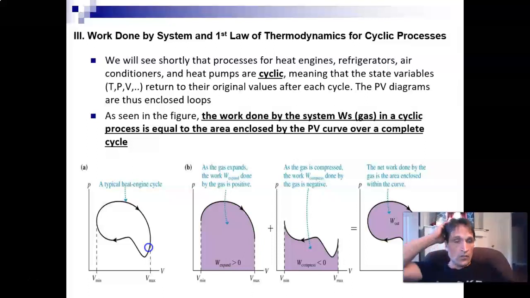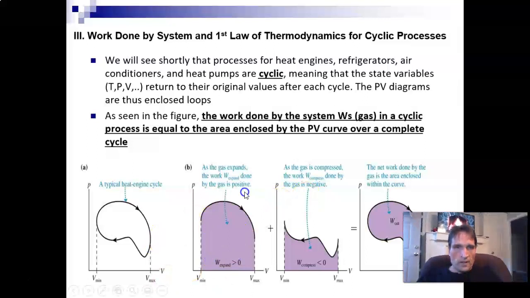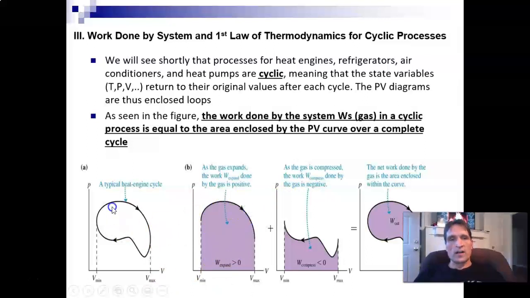And if it's a closed loop, it turns out that the work done by the system or on the system over one complete cycle is just the area enclosed by the loop. And this is very important. We're going to use this for calculations. And we can see it right here in this picture.